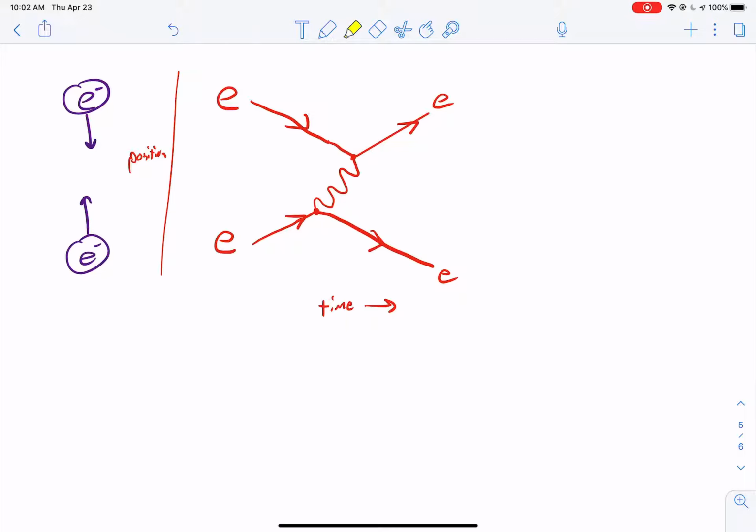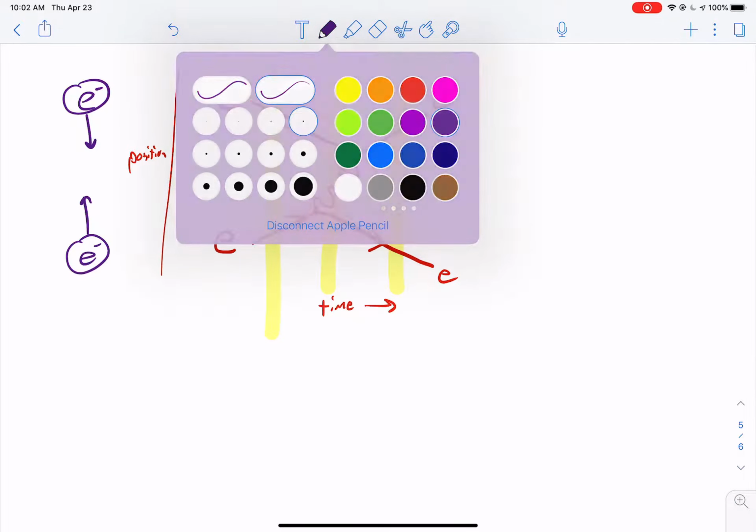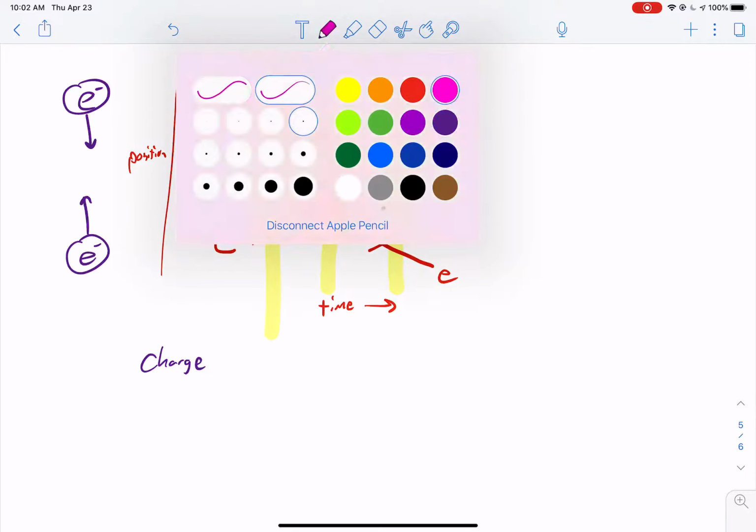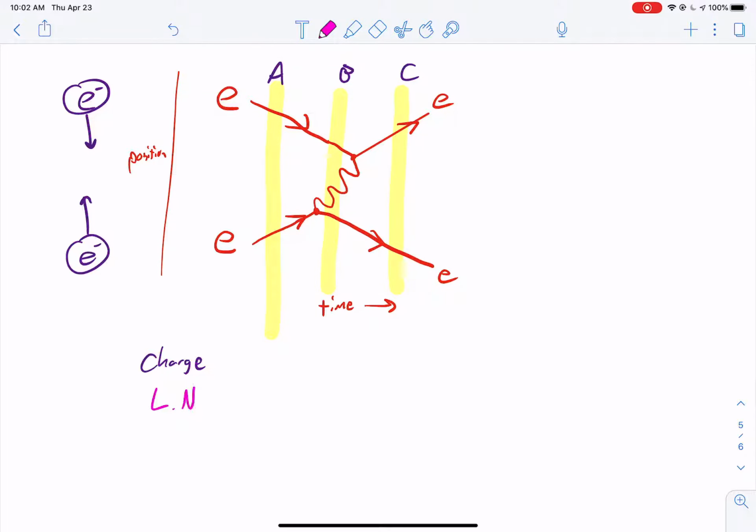Now, in order to analyze this, to make sure we're doing okay, we're going to use the conservation laws we talked about the other day. So I'm going to look at 3 times. We're going to call these times time A, time B, and time C. And at all 3 of these times, everything (momentum, energy, charge, lepton number, boson number) must be conserved. So let's look at those. We have charge, lepton number, and boson number.